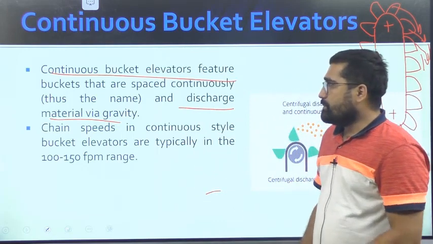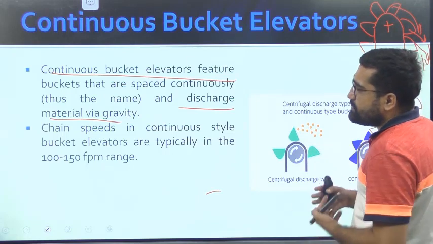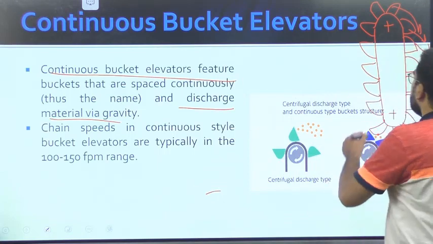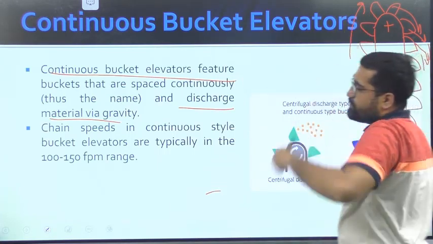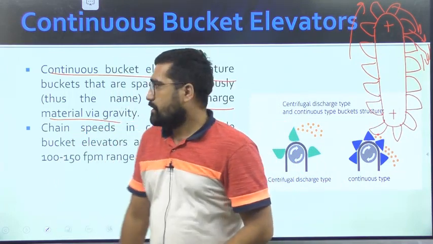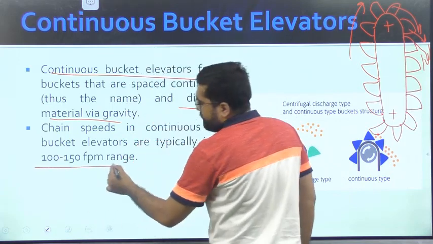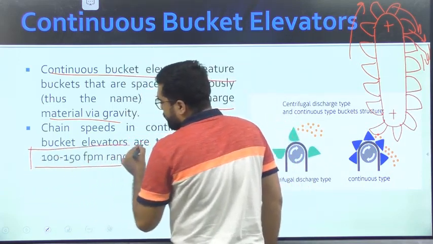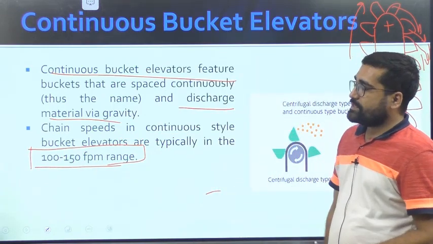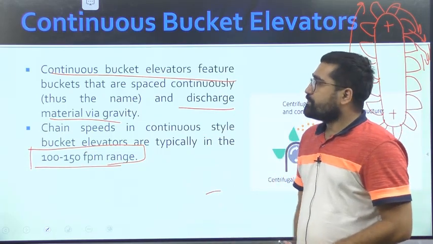For this type of discharge we don't have to give much RPM or much force to the motor, because the discharge is occurring not because of the centrifugal force but because of the gravitational force. So the FPM we are maintaining here is 100 to 150 FPM, whereas in the previous case it was more than 250 FPM.